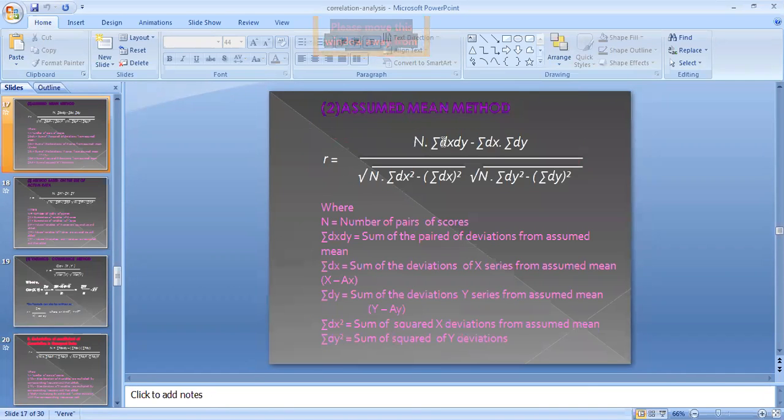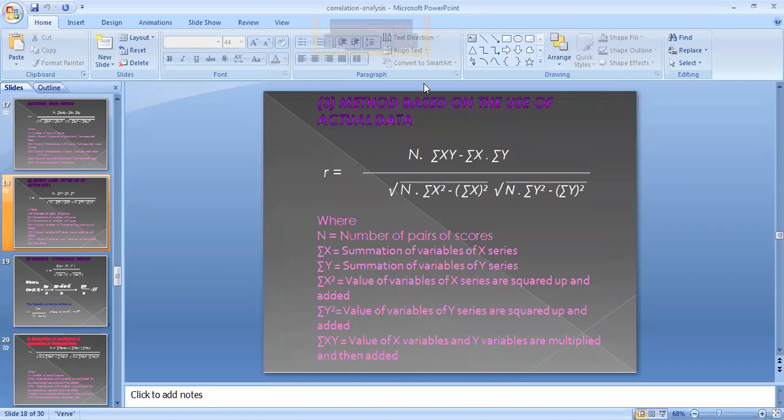And this is the assumed mean method. R equals n into summation dx dy, minus summation dx summation dy, over square root of this, square root of this. This is the formula we will use in our next example. Here n is the number of pairs of scores, summation dx dy is the sum of the products of the pairs of deviations from the assumed mean, and summation dx is the sum of deviations of the x series, x minus x bar. Similarly, summation dy, summation dx square, and summation dy square. And this is the method based on the use of actual data. This is the formula we need to use.